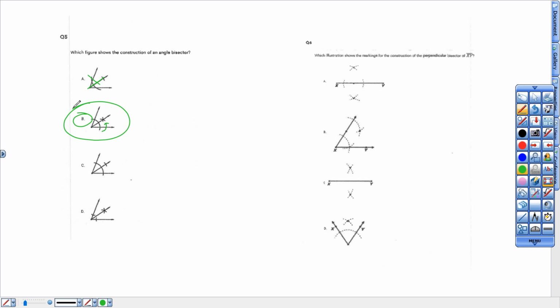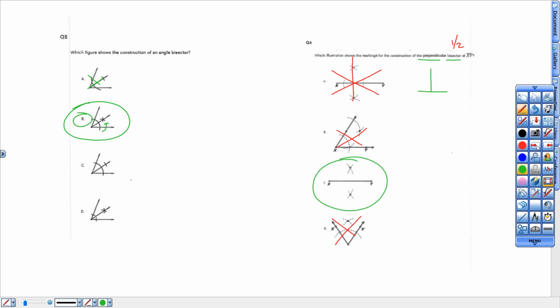All right, moving on. This one, a perpendicular bisector, that's a 90-degree angle, chopping in half. This one looks like it's got all the marks, but this is not chopping it in half. These are angles. We're not talking about angle bisectors. We're talking about a line segment I'm slicing in half.